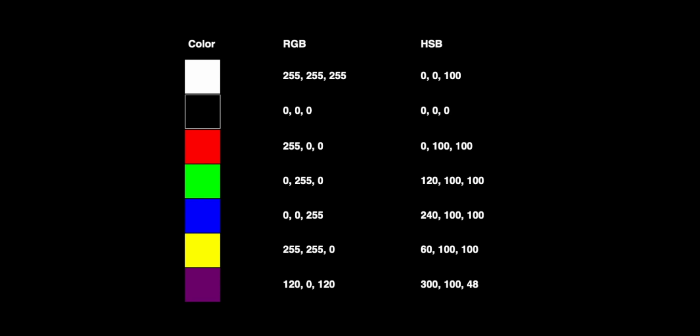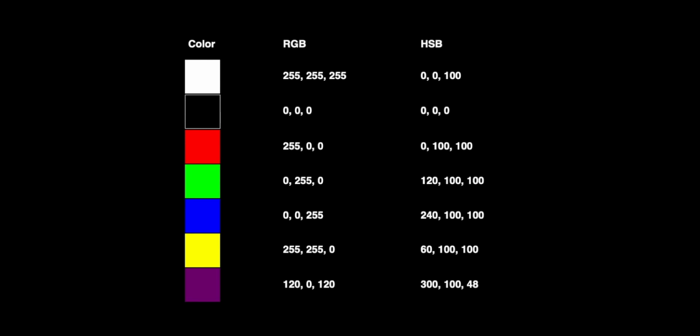So here's an example of the color breakdown for both RGB and HSB. So red, green, and blue versus hue, saturation, and brightness. So for RGB, for white, all of them are going to be 255. For black, all of them are going to be 0. For red, it's just going to be red is going to be on. For green, just green. For blue, just blue. For yellow, it's a mix of red and green. And for magenta, it's a mix of red and blue.